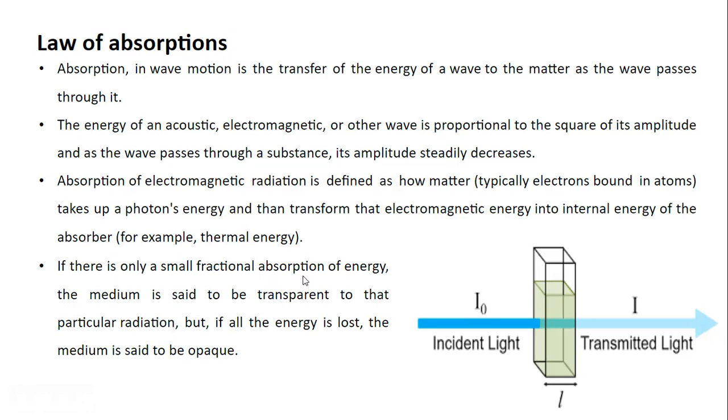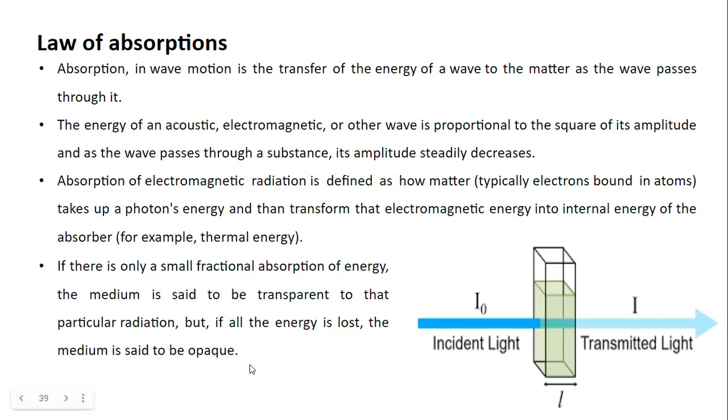What does it mean? If we look at real life objects, a few objects appear transparent, whereas others appear translucent or opaque, for instance. The transparent materials appear transparent because their absorption of light is very small. That is why they appear to be transparent.